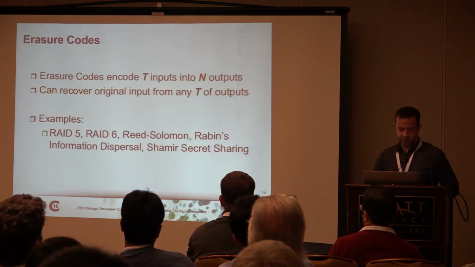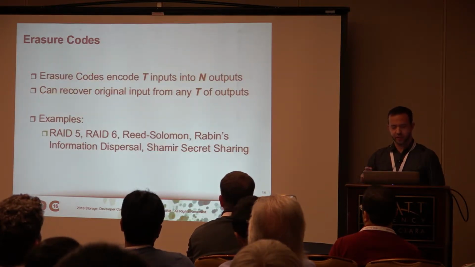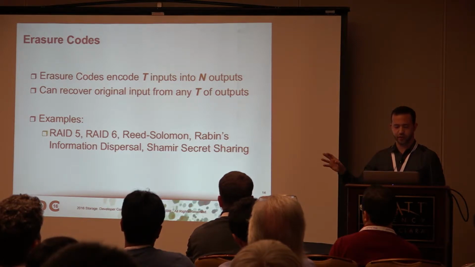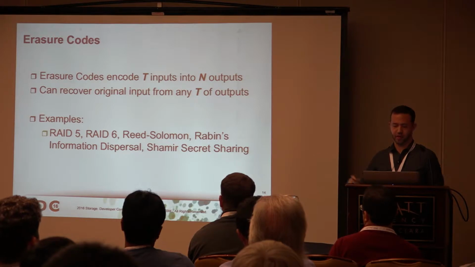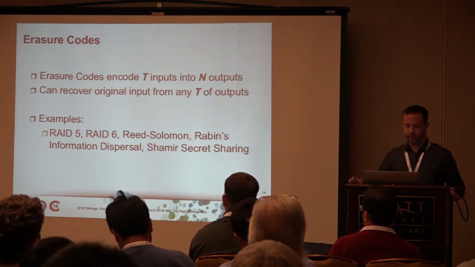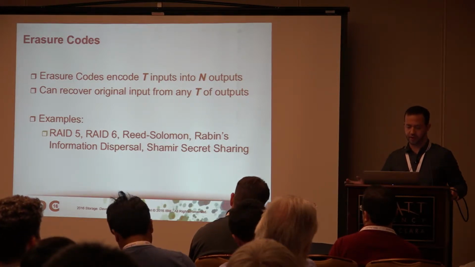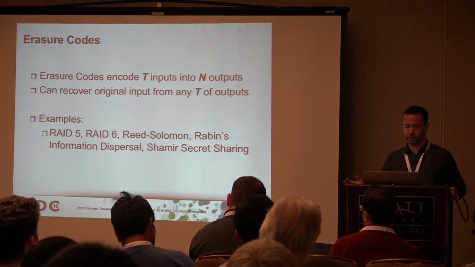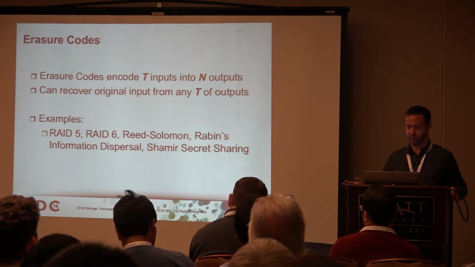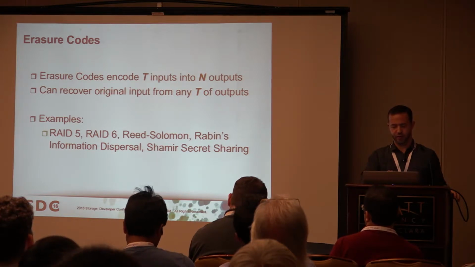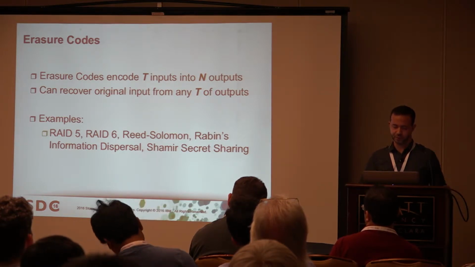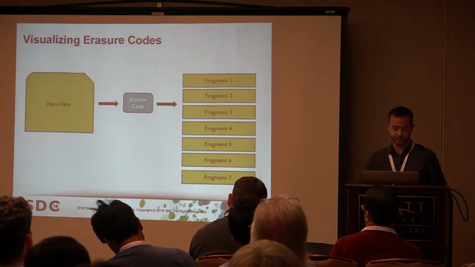Right, so an erasure code encodes T inputs into N outputs, and it can recover the original input from any T of those outputs. There are a lot of examples, including RAID 5, RAID 6, Reed-Solomon, Rabin's information dispersal, Shamir secret sharing. These all are effectively and mathematically the same operation. And they're all, as we'll see, linear functions.